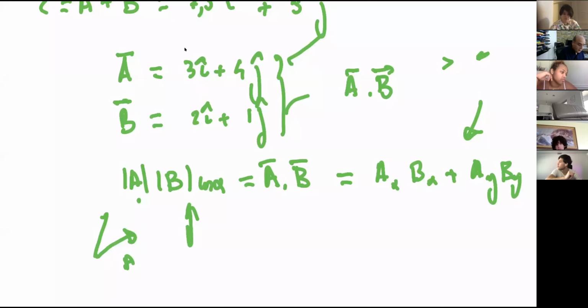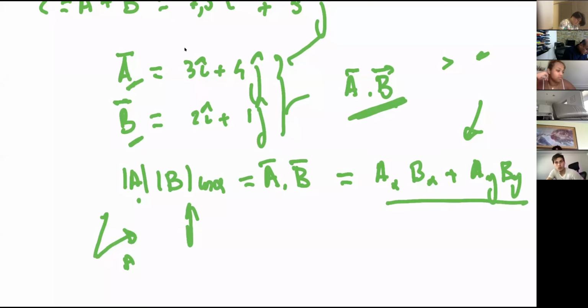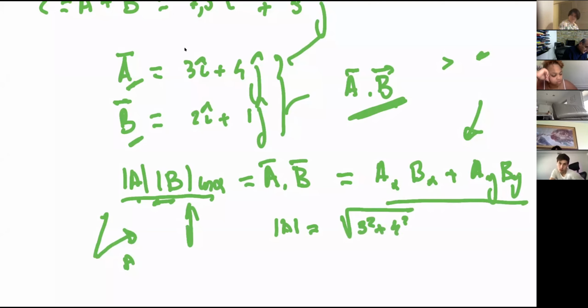So if I have two vectors, A and B, and I want the dot product of the two vectors, which equation will I choose? This one or this one? If I decide to use this one, I need to find the magnitude of A. The magnitude is the square root of 3 squared plus 4 squared.